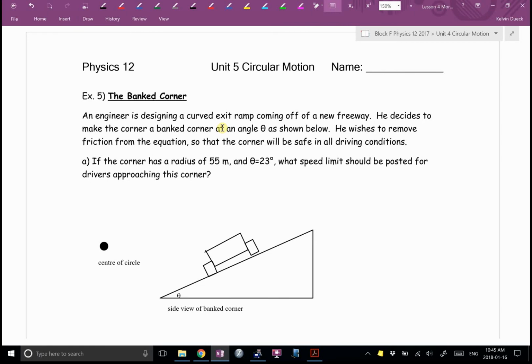So here's one situation. Suppose the corner has a radius of 55 meters and theta is 23 degrees. What speed limit should we post for drivers approaching this? So first of all, there's a small typo in the diagram. I couldn't get that tire to touch. This tire should be touching because right now it looks like the car is about to fall off. That tire should be touching. Sorry, I couldn't get that to quite work.